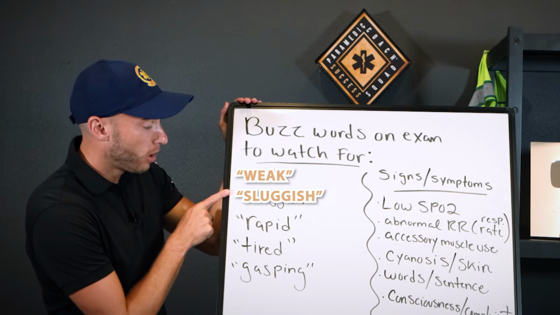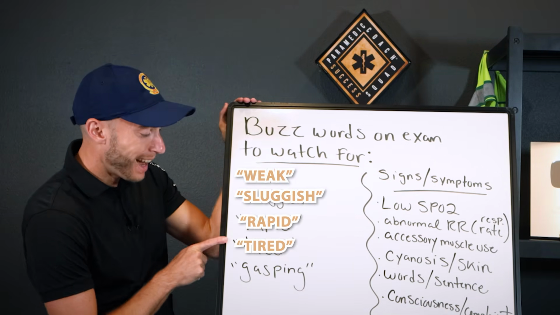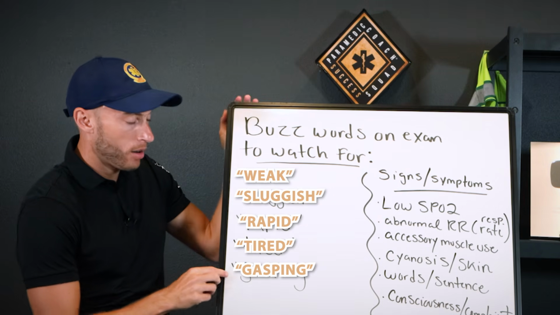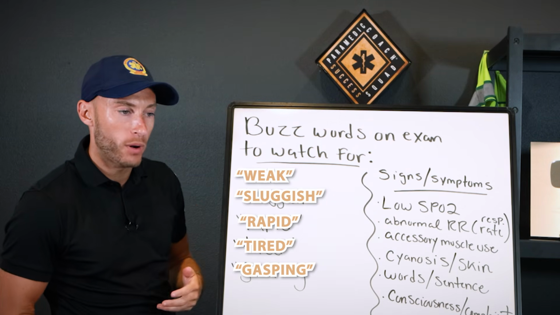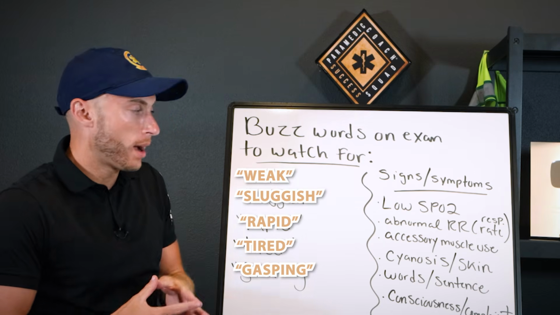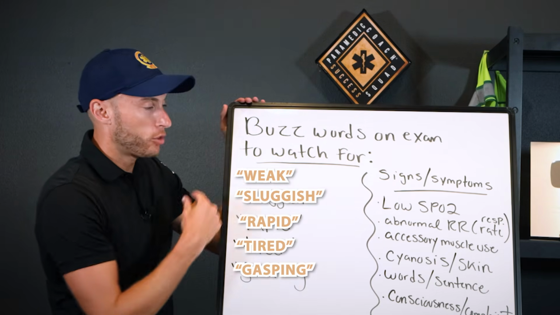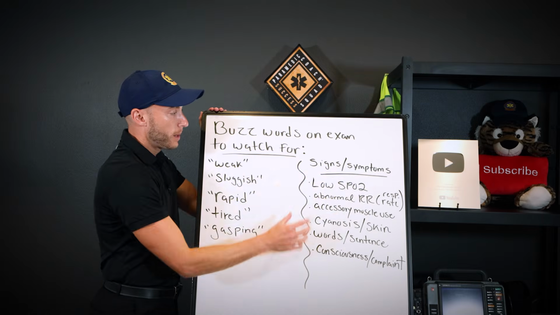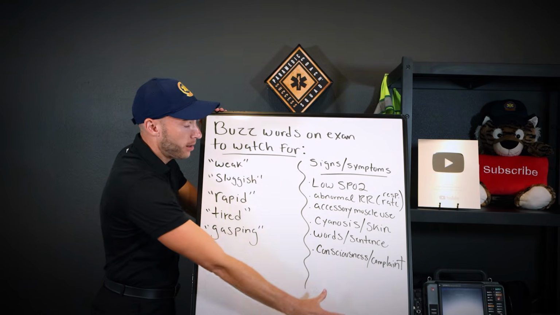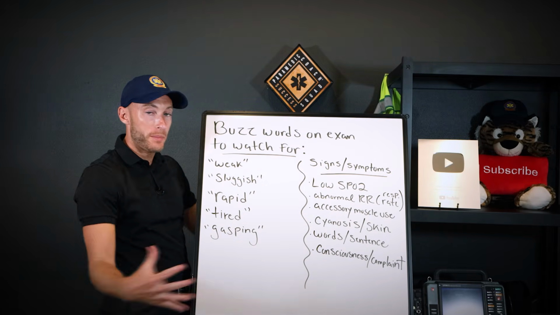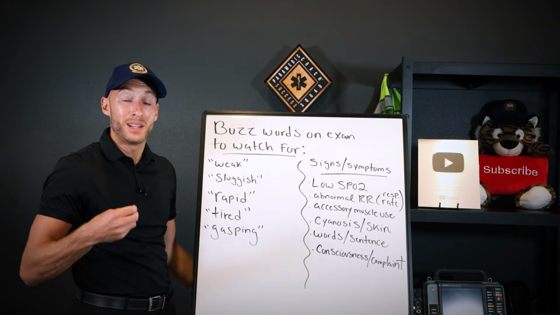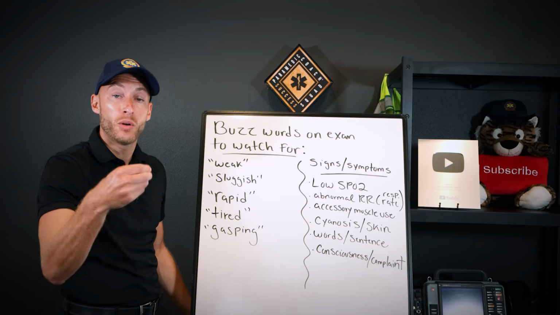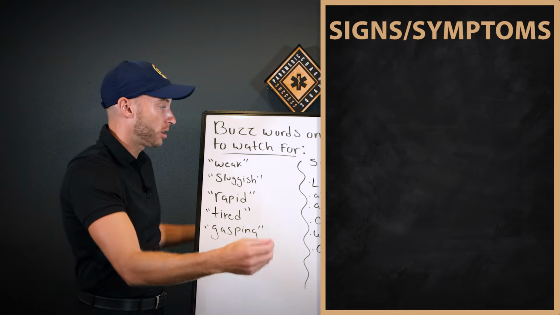Weak, sluggish, rapid, tired, gasping. So, patients gasping for air, sluggish, weak respirations. They're trending the wrong way. Look out for these buzzwords. Your patient's very sick, okay? Now, signs and symptoms. These signs and symptoms right here and these buzzwords, we combine them together, we have a sick patient and we need to make an adjustment. We need to make a treatment decision.